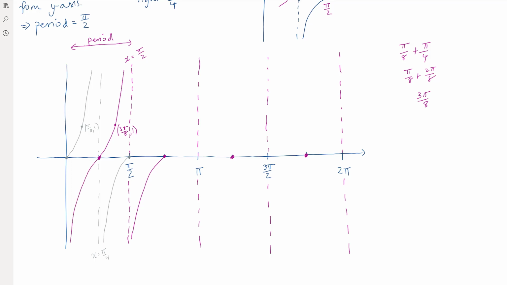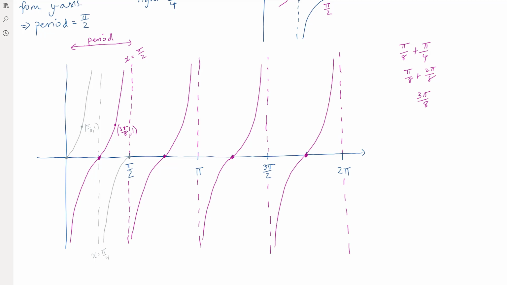So I now should really have enough information to be able to draw in my tan graph. Try and get some symmetry about the various branches. Remembering that the point of inflection in the tan graph isn't a stationary point of inflection. Okay.